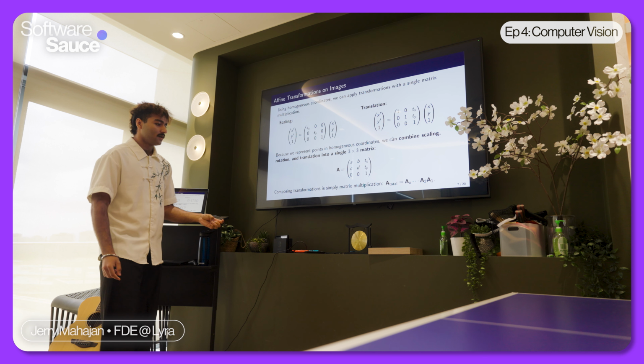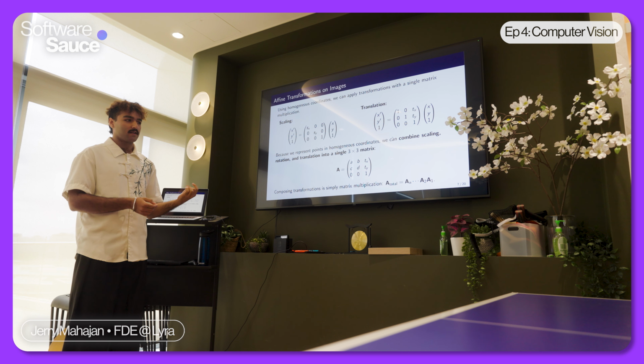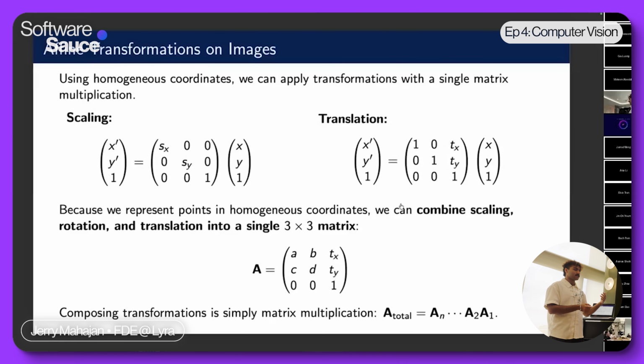If we were to leave them in standard coordinates, just like if I wanted to take any point in R2, the Cartesian plane, and rotate it and translate it, I would have to have something like a matrix multiplication and add a vector.